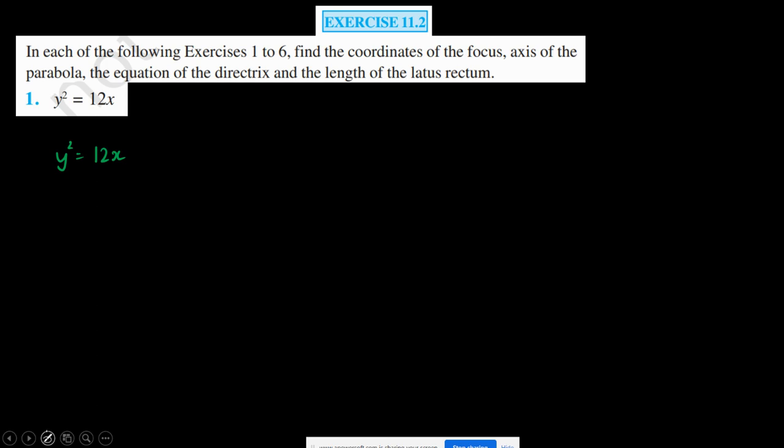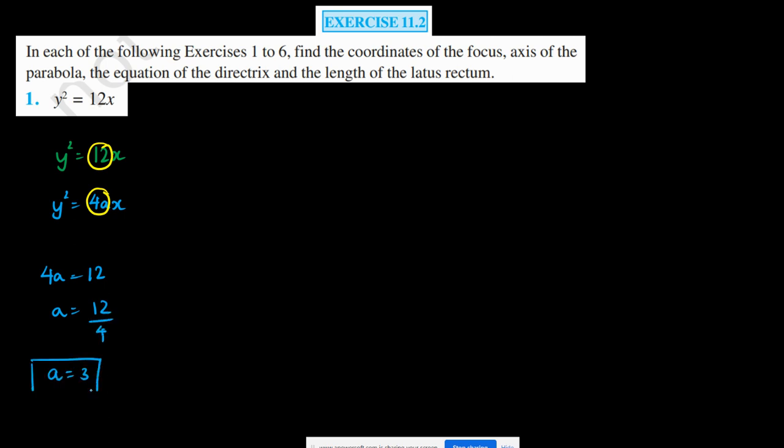Comparing this with the equation of the parabola y squared is equal to 4ax, this is going to be the general equation of a parabola. Equating both of them, y squared is equal to y squared, x is equal to x, 4a is going to be equal to 12. Taking the same, 4a will be equal to 12, so a will be equal to 12 divided by 4. I have got the value of a.